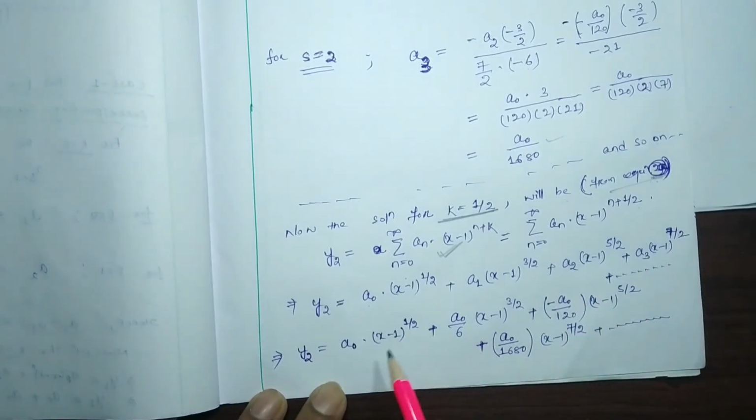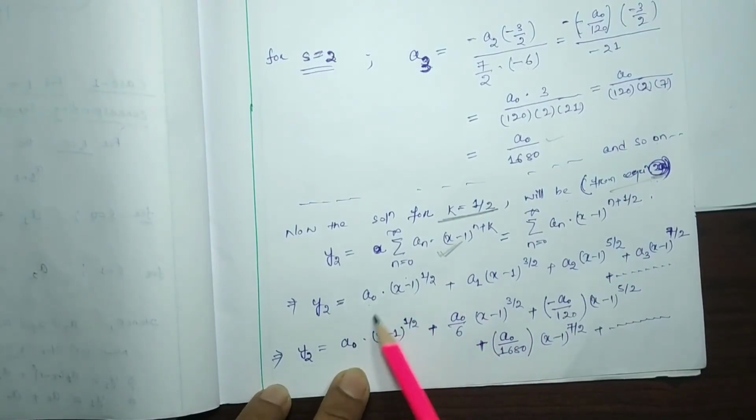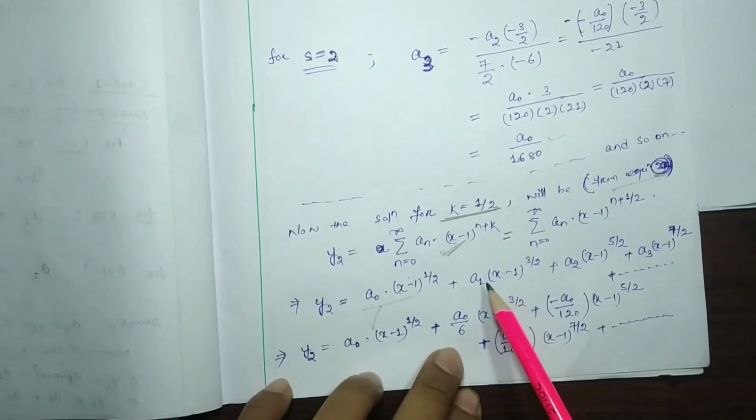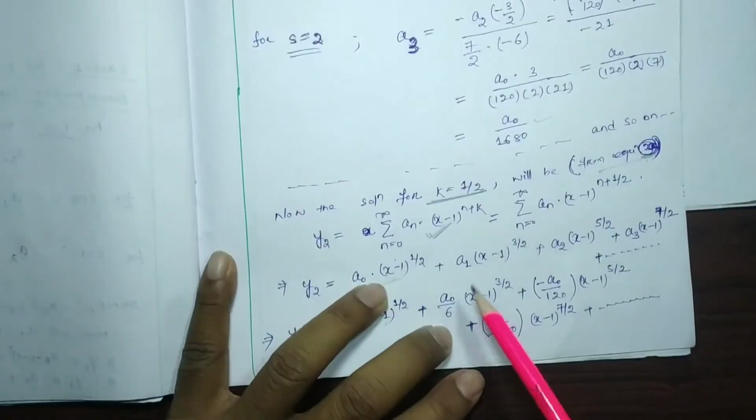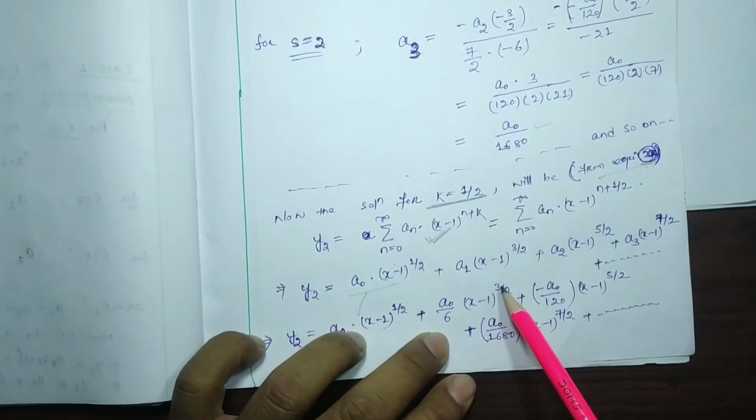And we have to just put the values of a1, a2, a3 here. a0, the first term, will be as usual what we have been writing: a0 into (x minus 1) to the power 1 by 2. a1 is how much? a0 by 6. Okay, we put a0 by 6 (x minus 1) to the power 3 by 2.